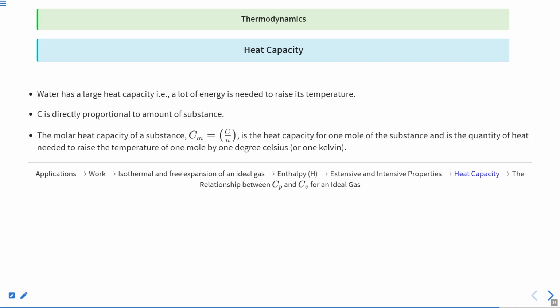Okay. Now coming back to our molar properties. Here we have the molar property of heat capacity. We take the heat capacity and divide it by the number of moles with which the heat capacity is related. Then we get the molar heat capacity, symbolized as Cm. It is the amount of heat supplied to raise the temperature of 1 mole of a substance by 1 degree Celsius, which is called molar heat capacity.